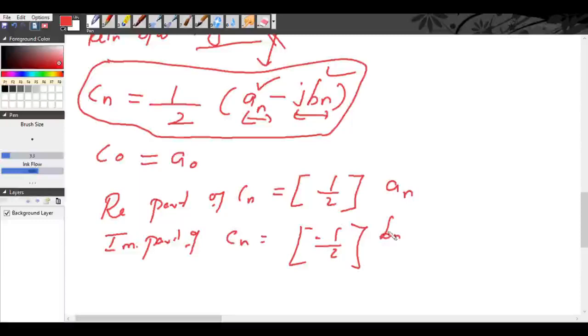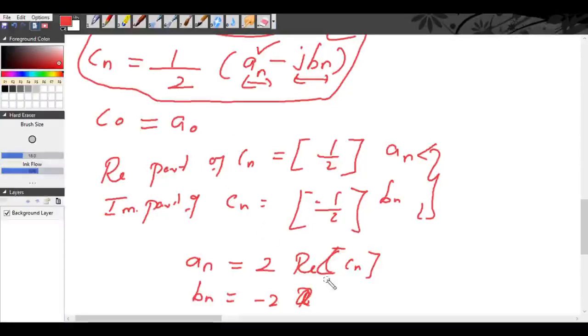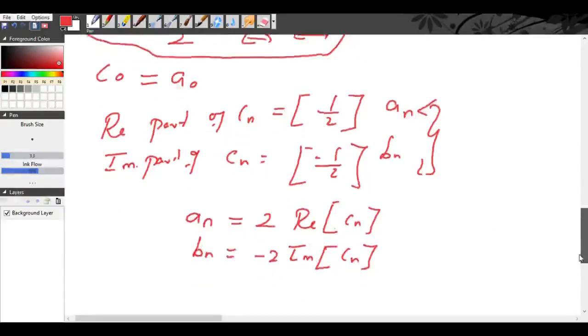Okay, fine. Now, the reason is simple. I can find an, which is nothing but 2 times the real part of Cn. That's an advantage. So bn is nothing but minus 2 times, sorry, minus 2 times the imaginary part of Cn. So this is the advantage.